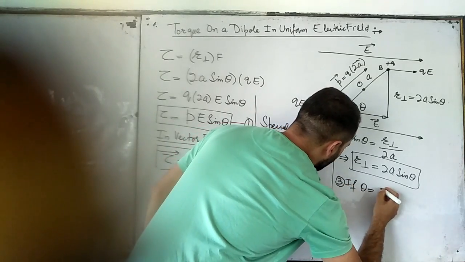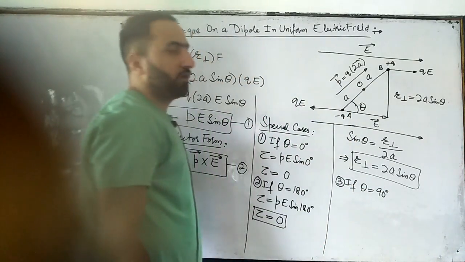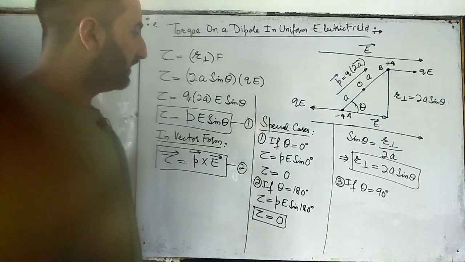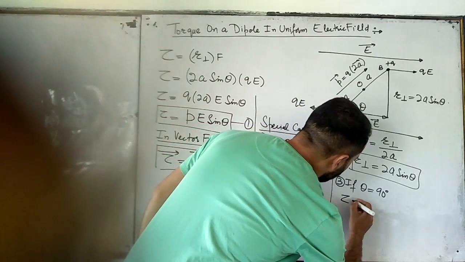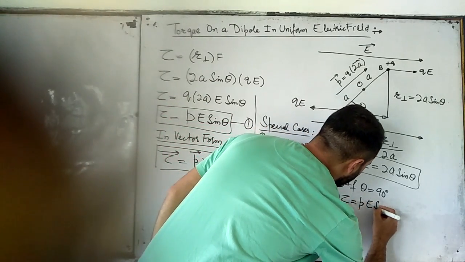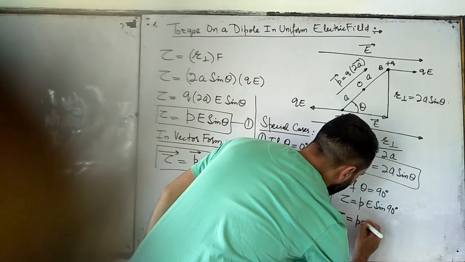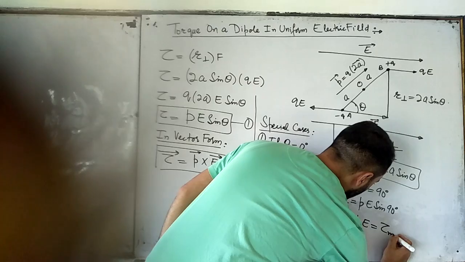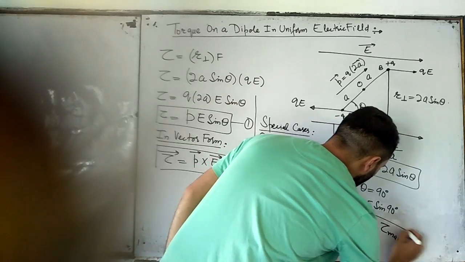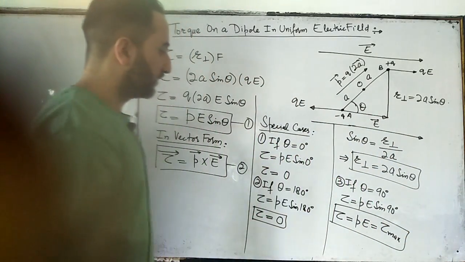If theta is equal to 90 degrees, that means it is perpendicular to the electrostatic field. In that very case, torque will be equal to PE multiplied by sin 90. What is sin 90 equal to, beta? 1. So torque will be equal to PE. So this is the torque. Okay, all right.